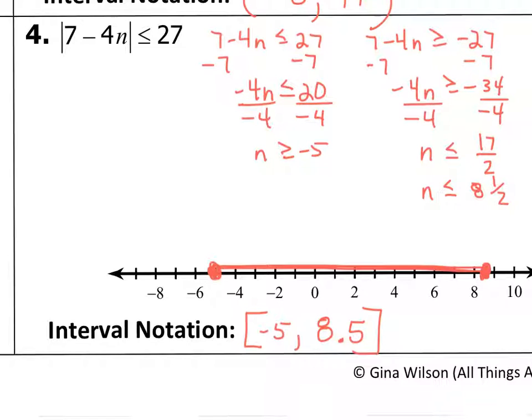Alright, so there's the graph and the interval notation. So I'm going to work a few more problems, but it'll be on a separate video so that you can see those problems and get a little bit better familiarity with how to work them. Good luck.